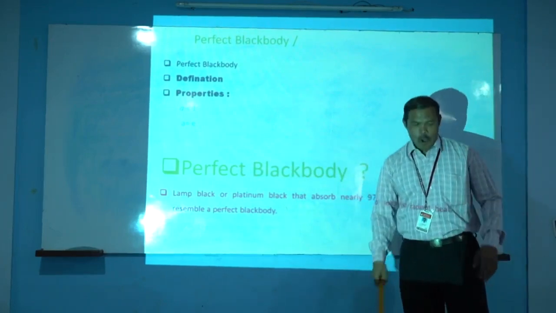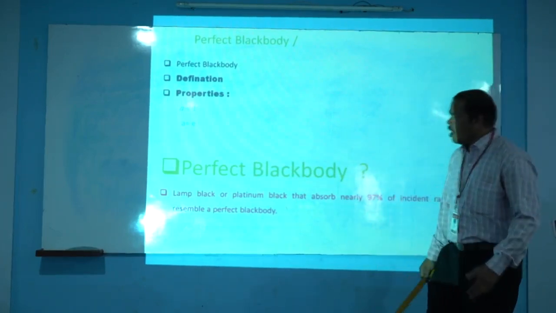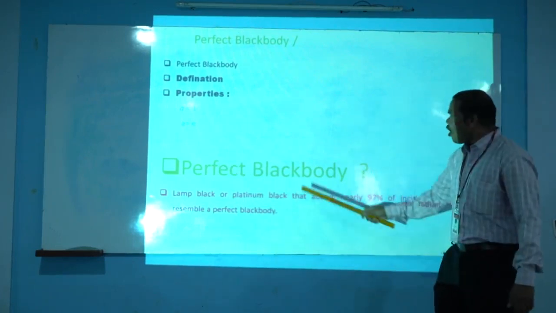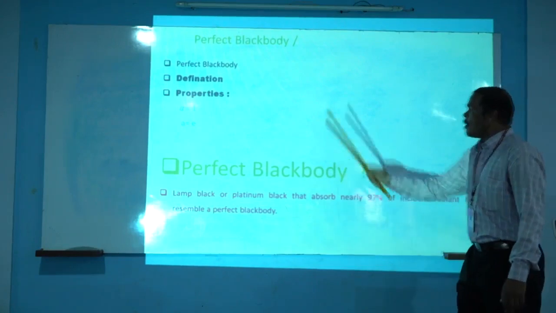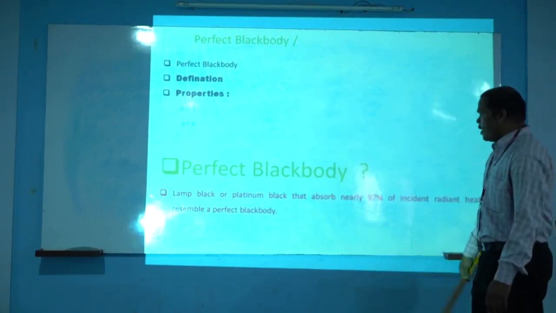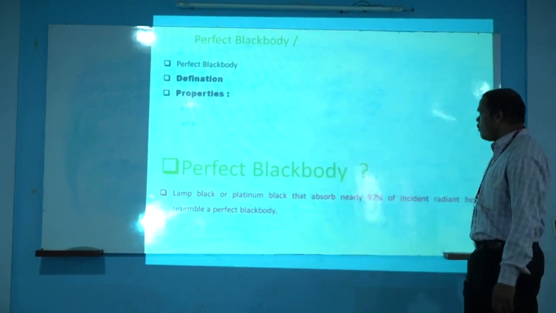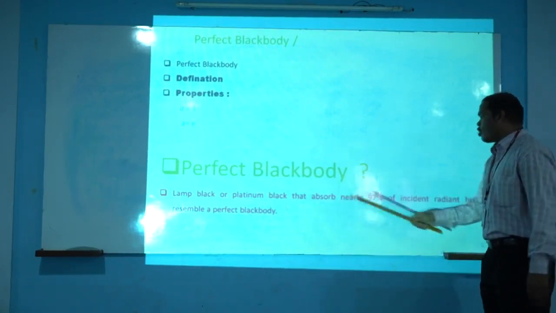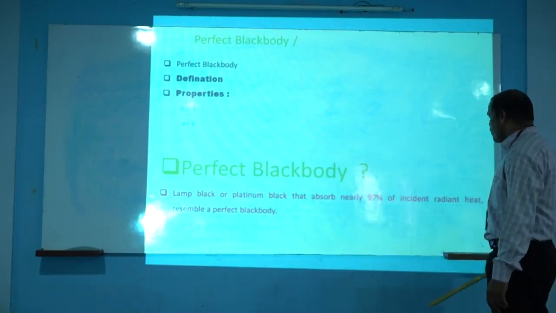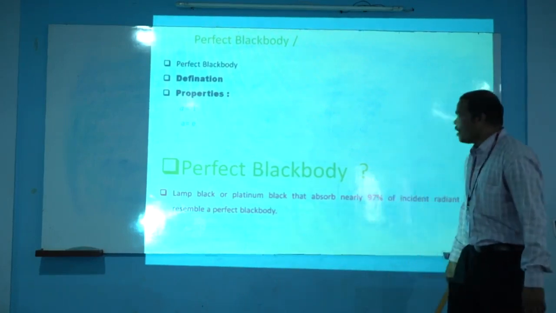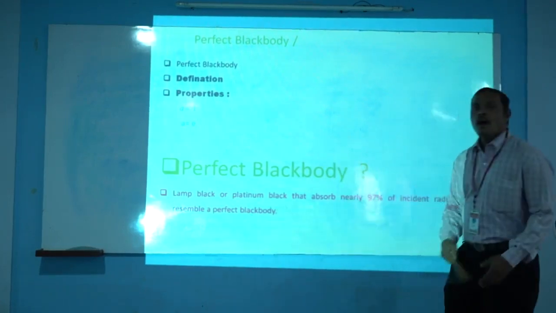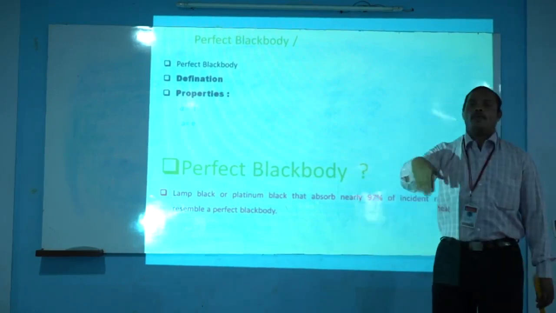However, for practical purposes, lamp black or platinum black are treated as a perfectly black body, because lamp black or platinum black can absorb nearly 97% of the heat radiation incident, and they act as a perfectly black body.